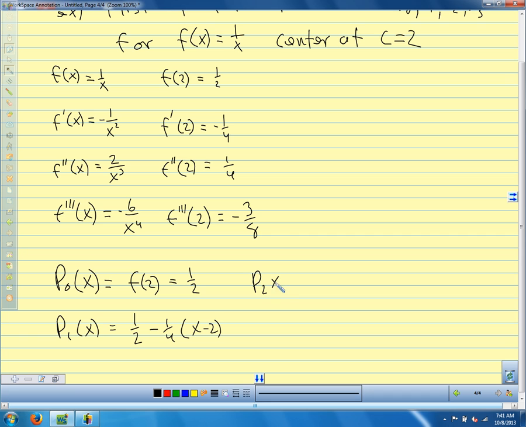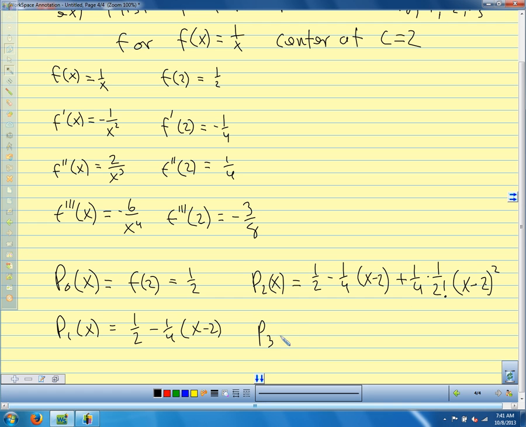p sub 2 of x is going to be these two terms, 1/2 minus 1/4 x minus 2, and then I have plus 1/4 times 1 over 2 factorial times x minus 2 squared. And we could multiply that out. I'm just going to leave it written that way for now.